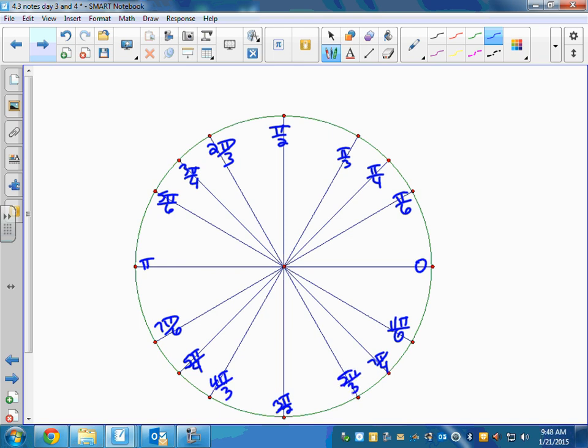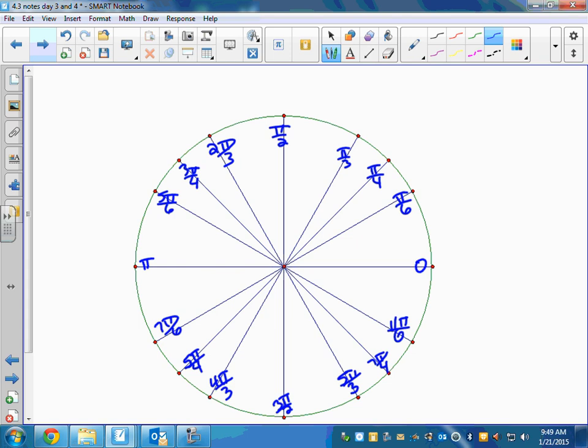Wait, I think you messed up the top part. No, I didn't. I thought the third's wrong. No, the thirds are the same. There's a third away from the x-axis, so that's right. They all have the same reference angles. That's where they come from.